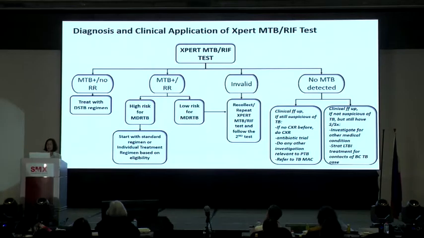But if there is no MTB detected, then we do clinical follow-up, and if still suspicious of TB and there was no chest x-ray before, then we do the chest x-ray. Then we can give antibiotics, do other investigations, and if we are still convinced that the patient has TB, we can refer to our TB Medical Advisory Committee. Then if there's really no TB, we just do clinical follow-up and investigate for other lung diseases.